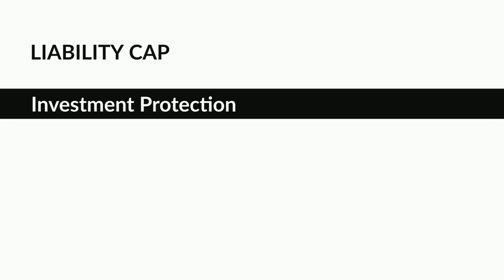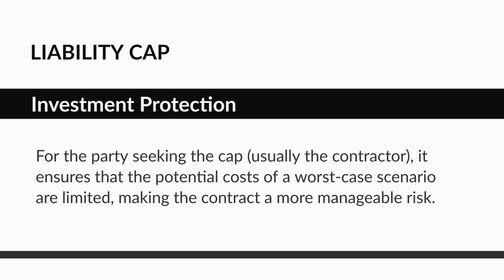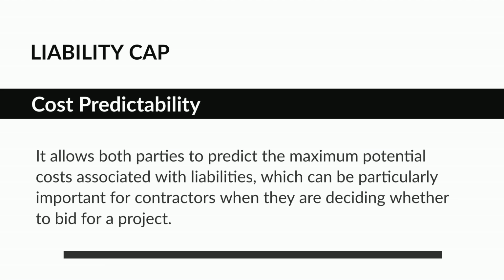Investment protection. For the party seeking the cap, usually the contractor, it ensures that the potential costs of a worst-case scenario are limited, making the contract a more manageable risk. Cost predictability. It allows both parties to predict the maximum potential costs associated with liabilities, which can be particularly important for contractors when they are deciding whether to bid for a project.